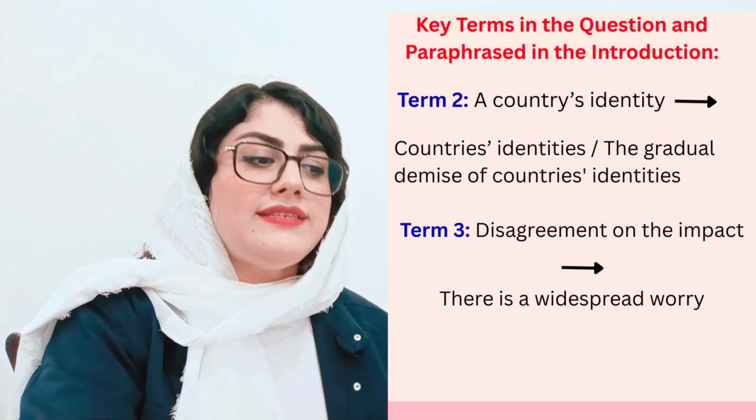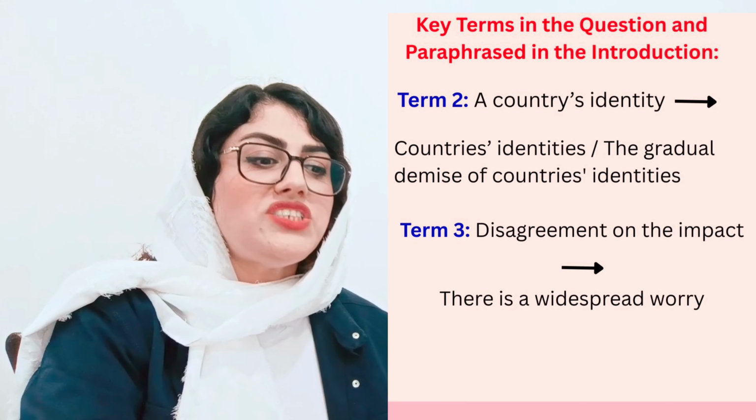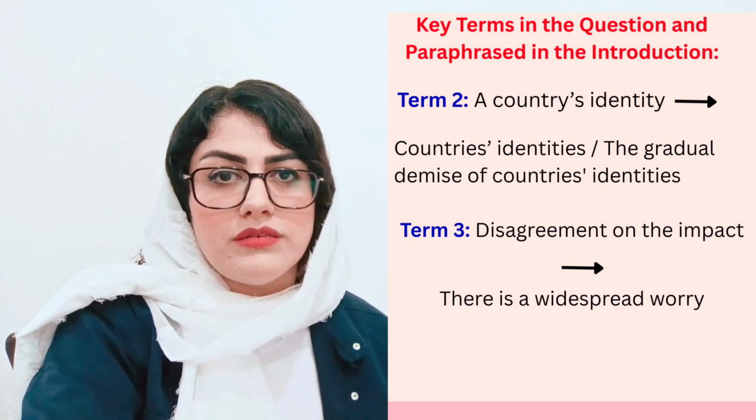Finally, there is a disagreement. We are going to show how it would be paraphrased. There is a disagreement becomes there is a widespread worry, which suggests that people are concerned, people are worried, capturing the same meaning without copying the question. This is a great example of how to paraphrase the task naturally without repeating those words. It also sets a clear and academic tone right from the start.